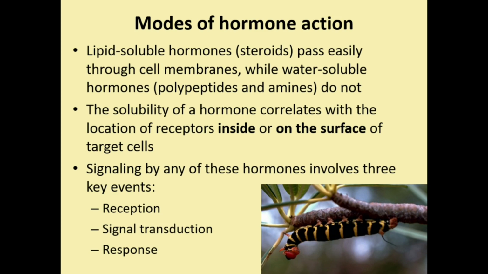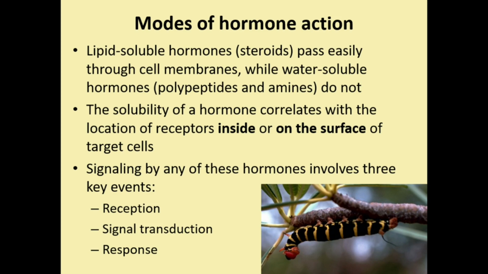Well, they work in three specific ways. So the first thing that happens is reception. And this is where the hormone binds to the target cell's receptor proteins. Okay, so whether you've got your receptor protein on the plasma membrane or within the nucleus or within the cytoplasm of the cell, once the hormone binds to the receptor, that is what we refer to as reception.